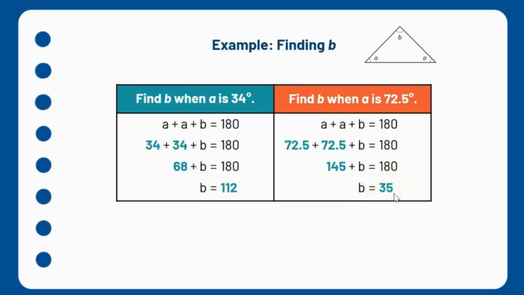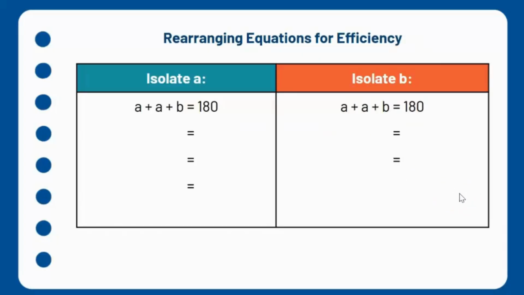Notice that when A is given, we did the same calculations repeatedly to find B. We substituted A into the first equation, combined like terms, and then subtracted the results from both sides. On the next slide, we'll look at a more efficient strategy for doing this type of problem. Instead of taking these steps over and over, whenever we know one variable and want to find the other, we can rearrange the equation to isolate each variable.